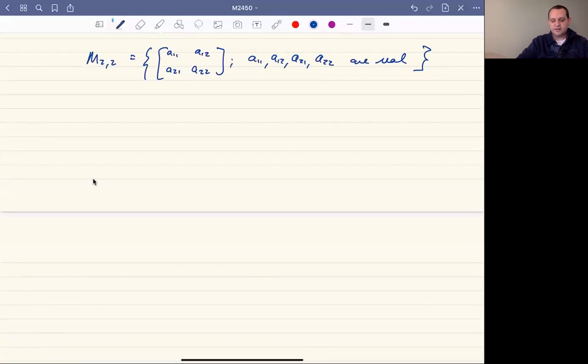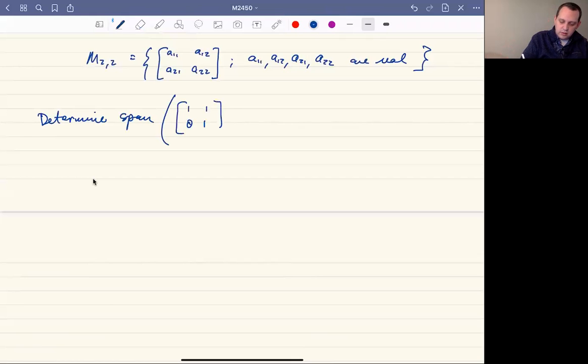Okay, so this is the set of 2 by 2 matrices. It's just the set that looks like this. So it's the set of 2 by 2 matrices. And yeah, so let's determine the span. So let's determine the span of the vectors. Let's pick some vectors here. Let's say 1, 1, 0, 1 and 2, 1, 0, 0.